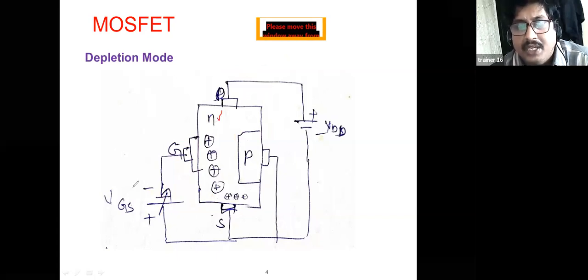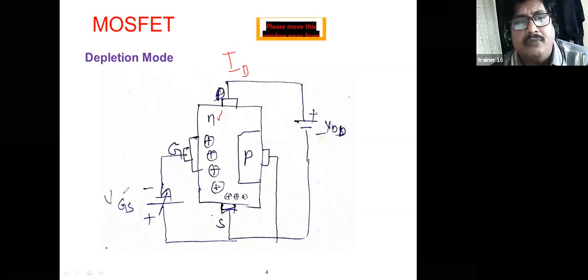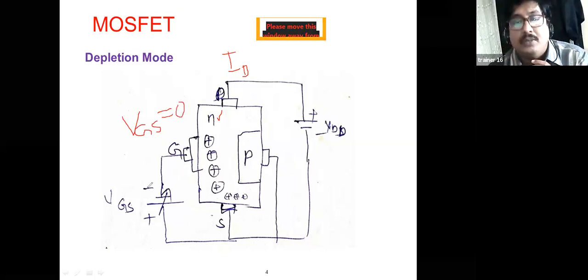But if you increase the negative gate to source voltage, the positive charges developing on the other side are more. So this positive charge increases, it depletes the free electrons, and thereby the drain current output decreases. Then at one particular point it becomes maybe zero, and then the device is in off condition. That means the output voltage is zero. So now it is clear.